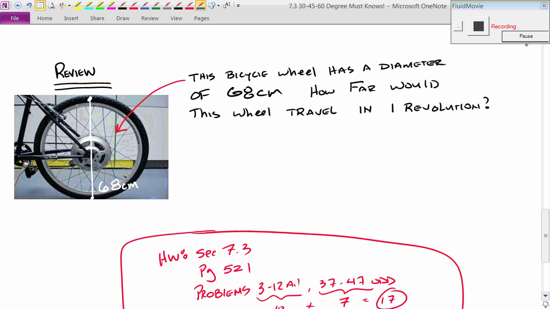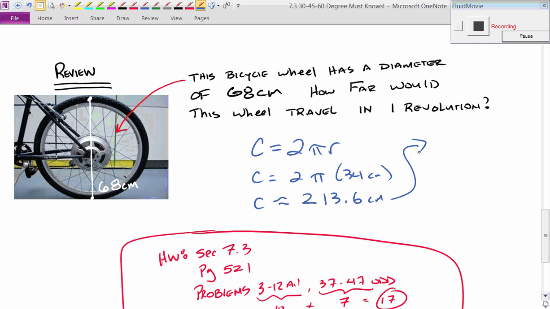Go ahead and try. Who thinks they have the right answer and can explain it? Gusland, go ahead. What do you got, buddy? The circumference would be, yes, 2 pi r. So the circumference would have to be 2 pi. What is the radius of this thing? 34 centimeters. So the circumference should be about what? 213.6 centimeters. Good. How many meters is that?